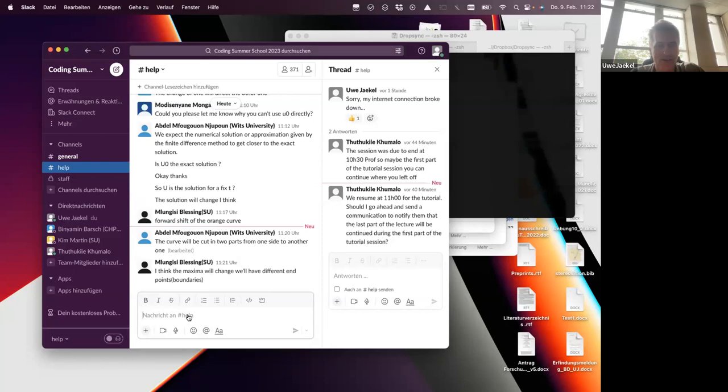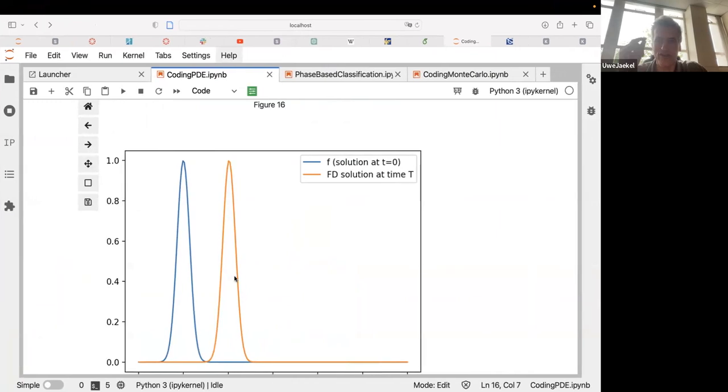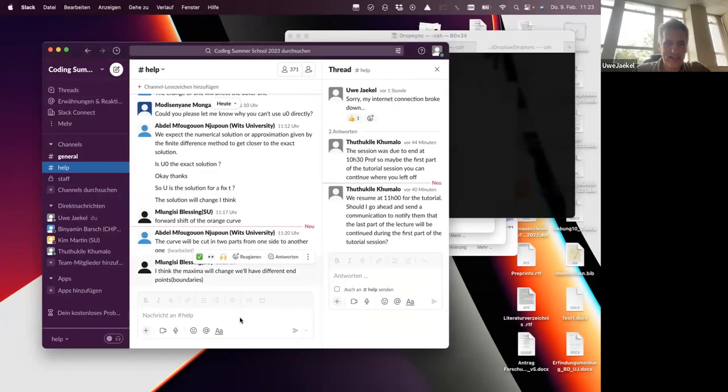There's an interjection by Lungisi. I think the maxima will change. We'll have different endpoints, boundaries. Oh, okay. I guess this was an answer to my previous question. I thought that's a new comment. Okay. Fine. Are there questions so far?